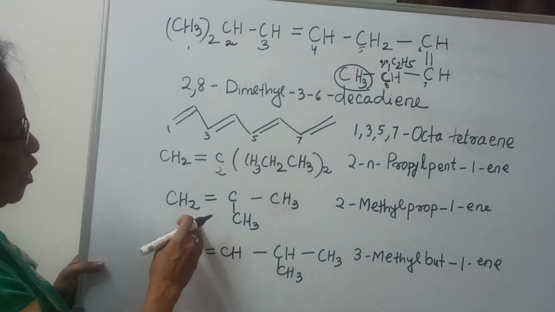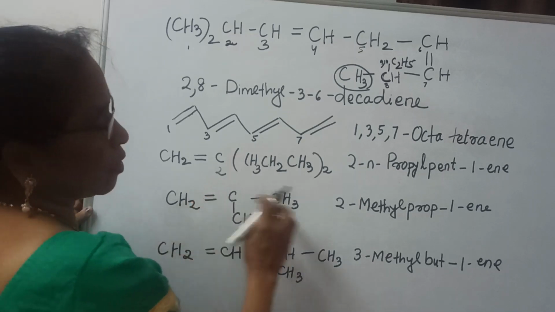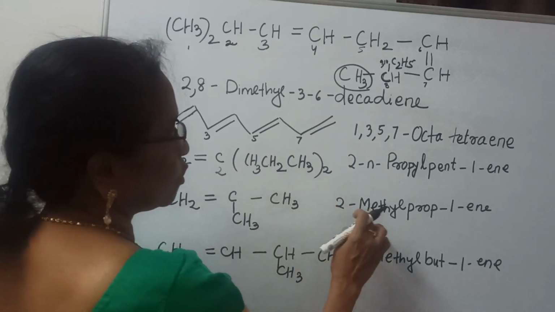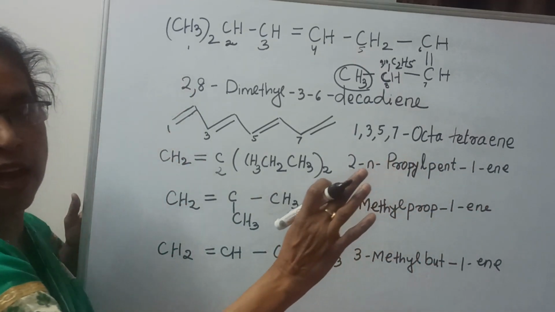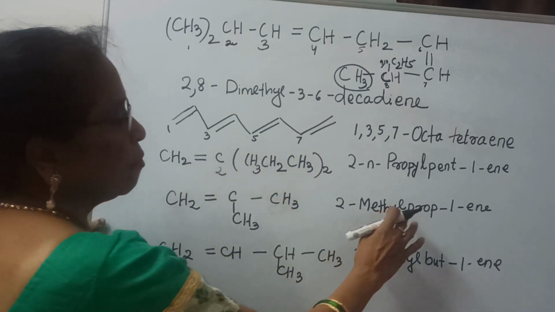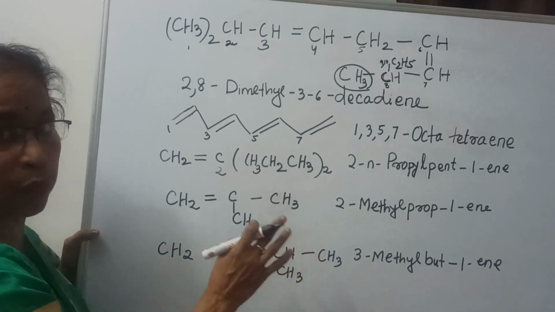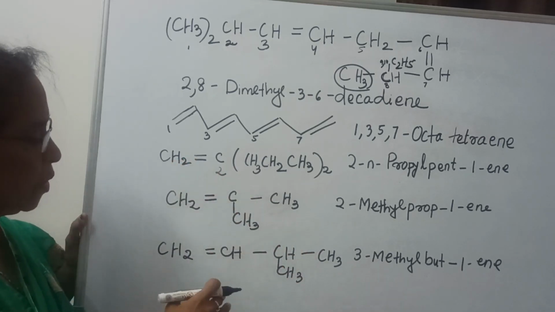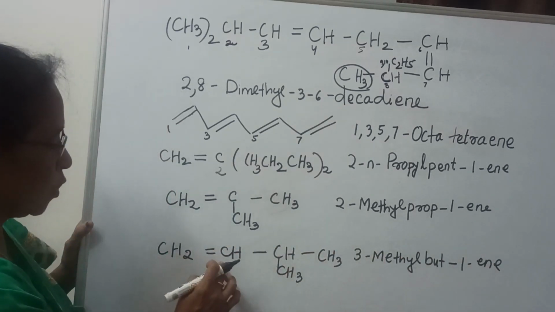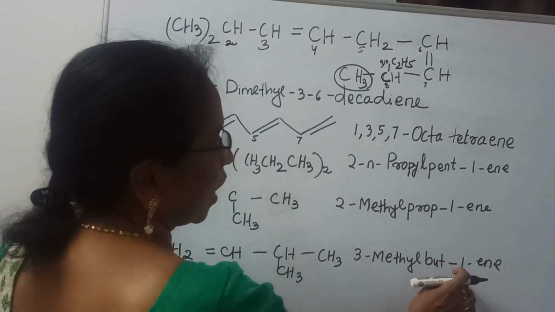Now here this is very simple, 1, 2, 3, 3 means prop, and after 1 there is a double bond, so prop-1-ene, and in 2 position there is a methyl group, so 2-methylprop-1-ene. Are you clear? 2-methylprop means 3 carbon, prop-1-ene. Now see, this is also very simple, 1, 2, 3, 4, 4 means but, that means 4 carbon, and after 1 there is a double bond, 1-ene, and 1, 2, 3, in 3 there is a methyl group, so 3-methylbut-1-ene.